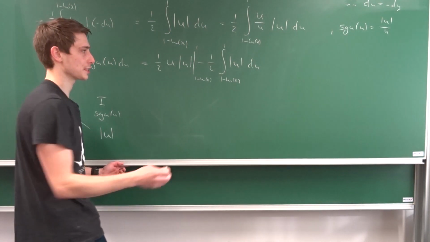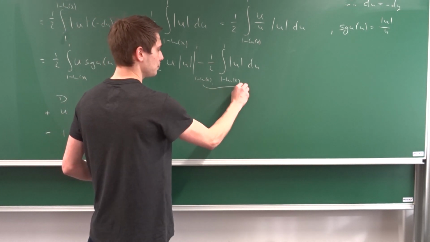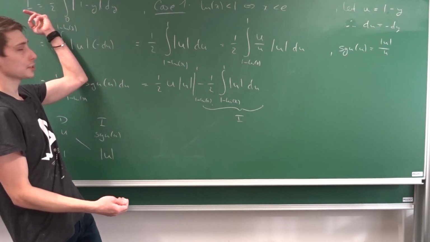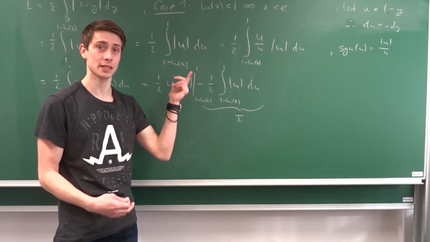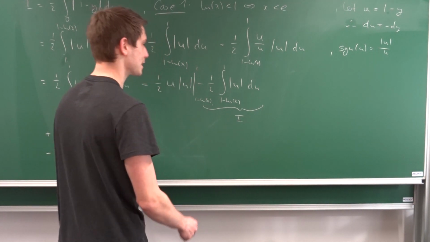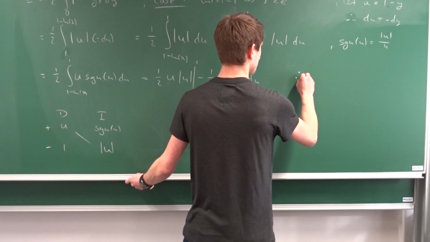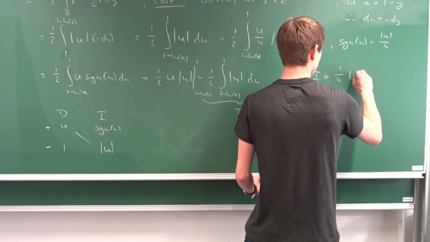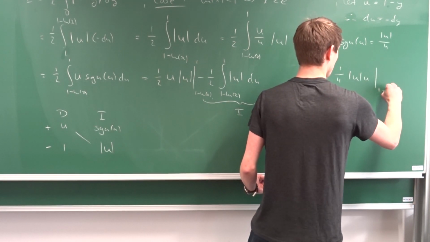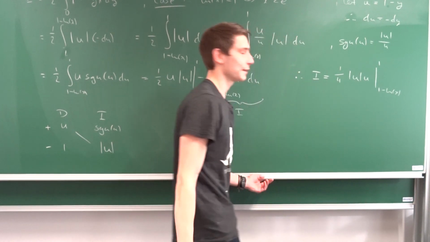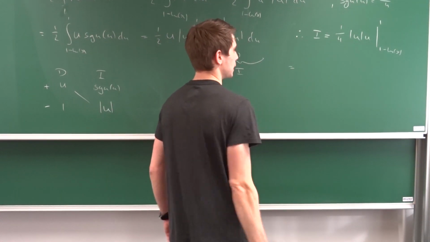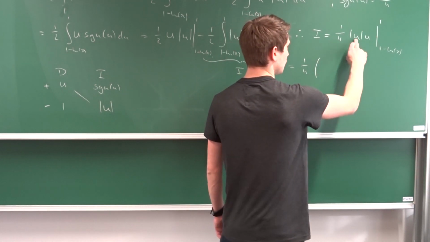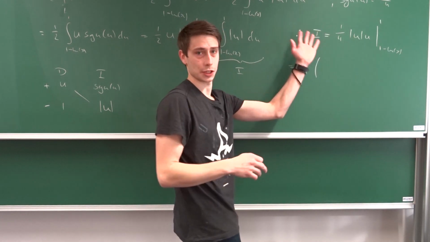And you might be noticing that this part right here is just our I. So what we can do is add I on both sides. That means we get 2I is equal to this expression right here, and then we can divide by 2, and that's the answer for our integral. So what we can conclude is that I is equal to 1 over 4 times the absolute value of u times u from 1 minus ln x to 1. And we can plug those values in. So what we end up with finally is 1 over 4 times, okay, the absolute value of 1 is just 1, so that's just 1 over 4.